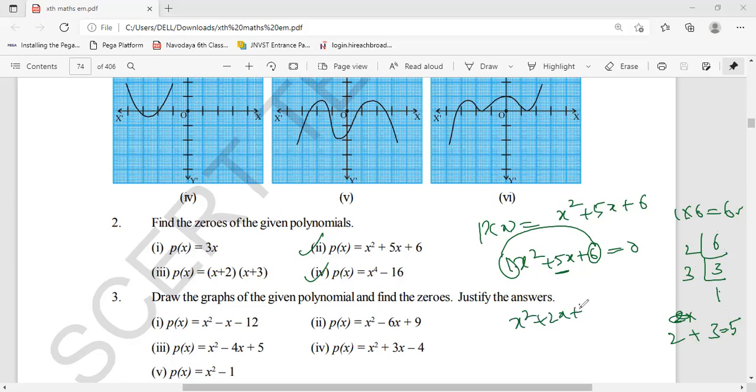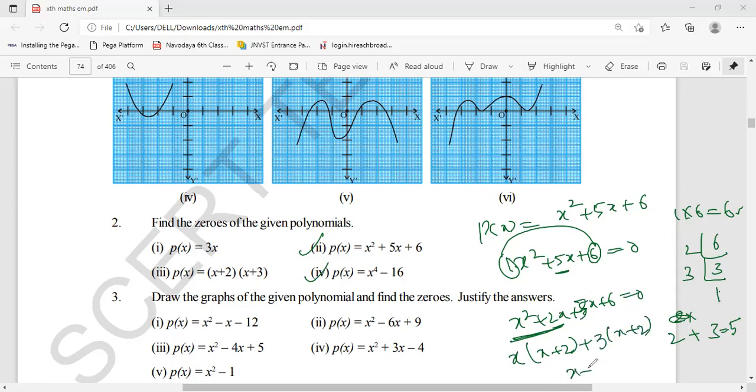This is x square plus 2x plus 3x plus 6 equal to 0. From these two terms, you have to see which one is coming as common. So I am taking x as common, that is x plus 2. From the next two terms, this is 3x plus 6, so if you take 3 common, that is x plus 2.